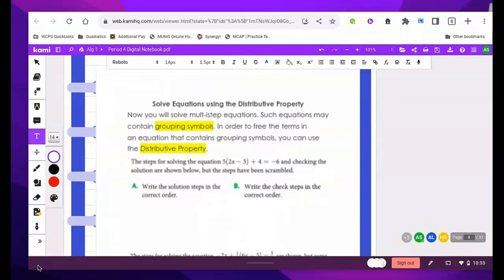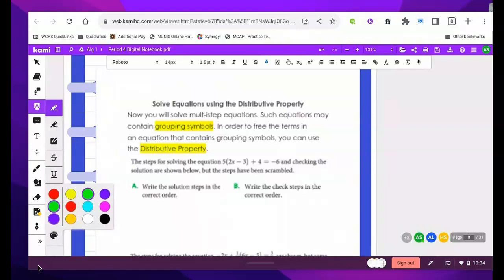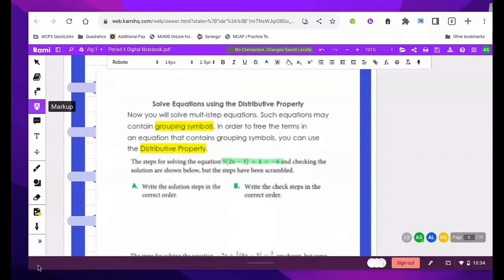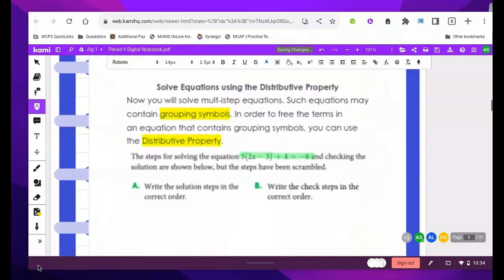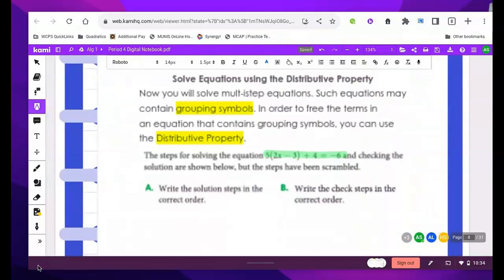And in the last couple of videos, we've talked about the distributive property, combining like terms, and solving 1- and 2-step equations. So we're just going to put all of those steps together. So the steps for solving the equation: 5 times (2x minus 3) plus 4 equals -6. We're going to show the work to find the solution, and then we're going to check our solution like we did in the last video.